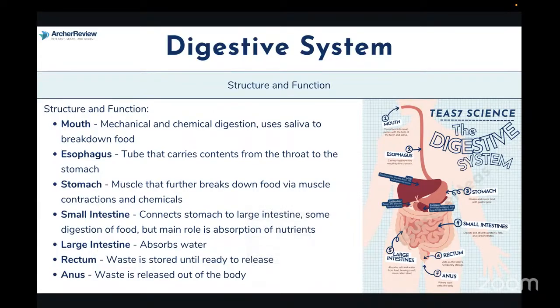The large intestine's role is to absorb water. And finally, it reaches the rectum where we store that waste until you are ready to release it out of your body by passing through the anus.